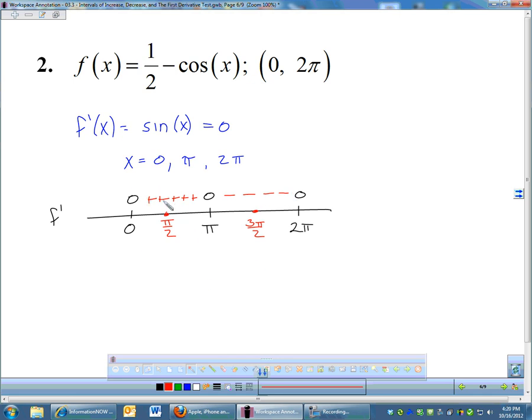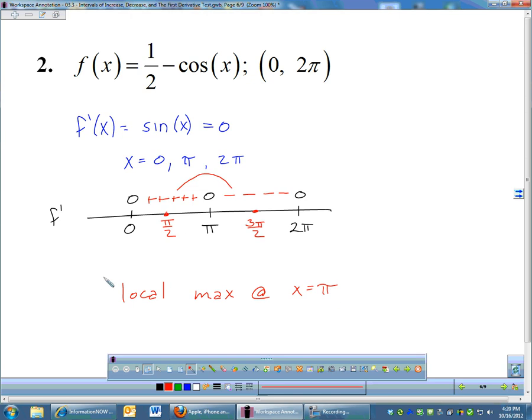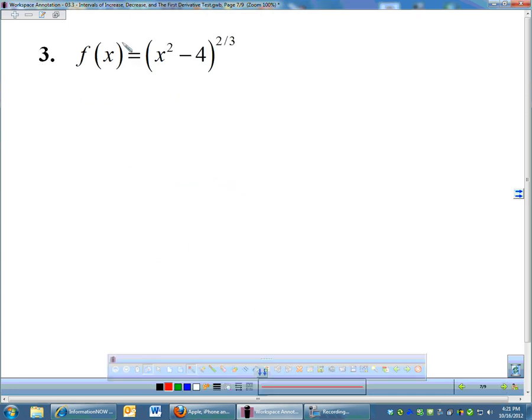And based on that, my function has a positive slope, then a negative slope. That's a local max. That is your first derivative test. So local max at x equals pi. And if I ask for the y-coordinate, you would plug in pi here. And that would be what? 1 minus negative 1, so it would be 3/2. Maybe. All right, let's see.